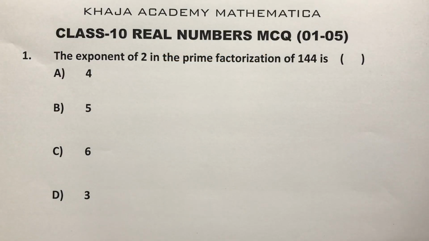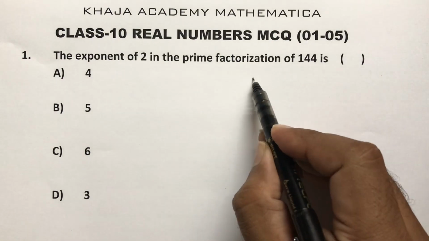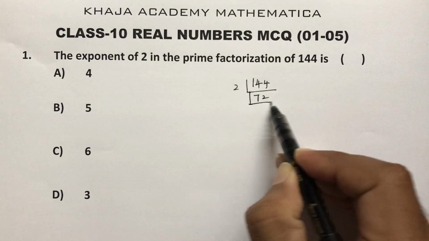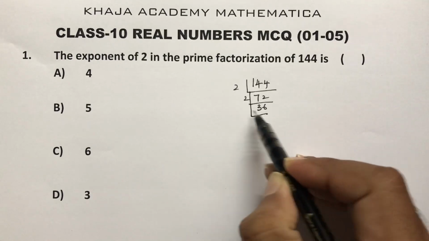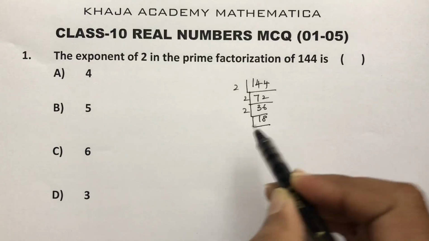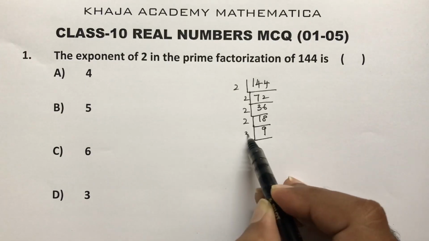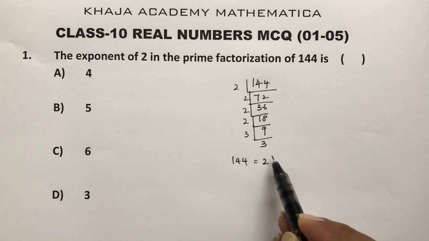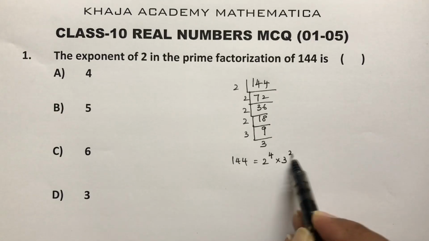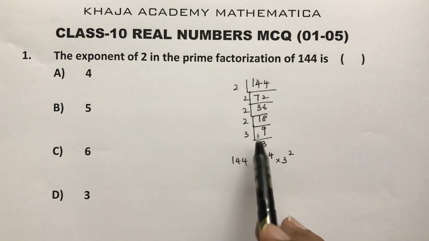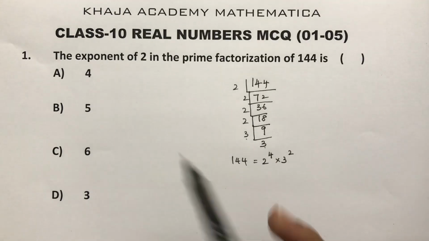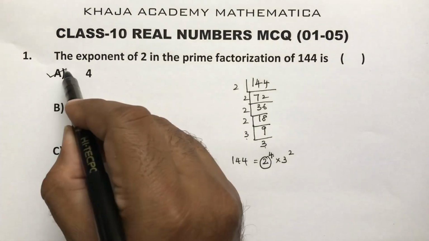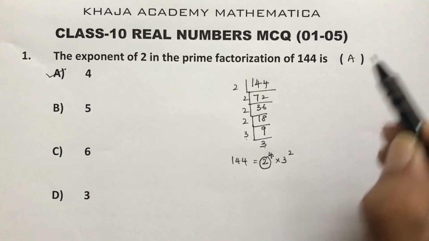The exponent of 2 in the prime factorization of 144. So find the prime factorization of 144. 2 times 72, 2 times 36, 2 times 18, 2 times 9, 3 times 3. So if you write 144, it is 2 power 4 into 3 square. 1, 2, 3, 4, into 3 square. So the exponent of 2 is 4. So the correct option is A.